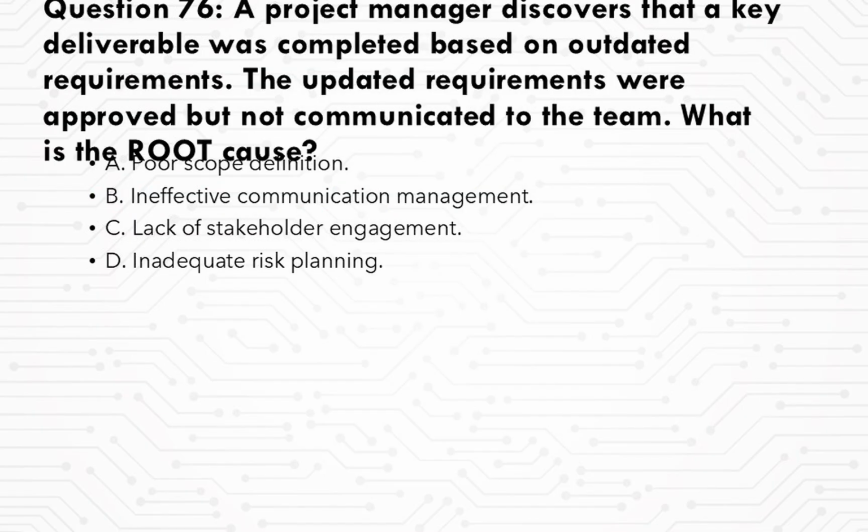Question 76. A project manager discovers that a key deliverable was completed based on outdated requirements. The updated requirements were approved but not communicated to the team. What is the root cause? A. Poor scope definition. B. Ineffective communication management. C. Lack of stakeholder engagement. D. Inadequate risk planning. Answer: B. The issue is not the requirements themselves, it's failure to communicate approved changes.